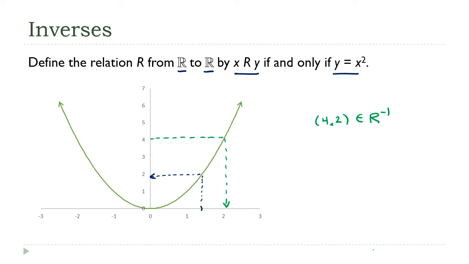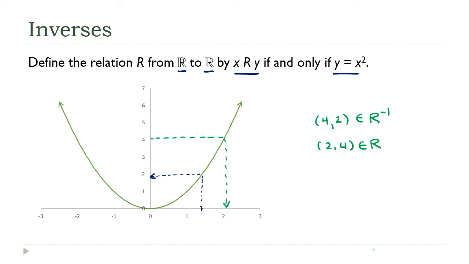And that makes sense, hopefully, because remember what our definition said. Our definition said (4, 2) is in the inverse if and only if (2, 4) is in the original relation, and (2, 4) is, because 2 squared is equal to 4.